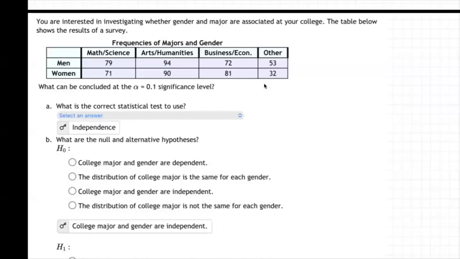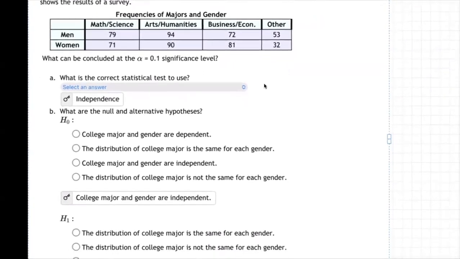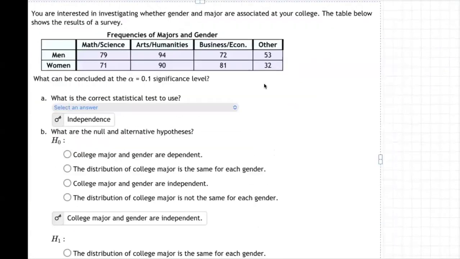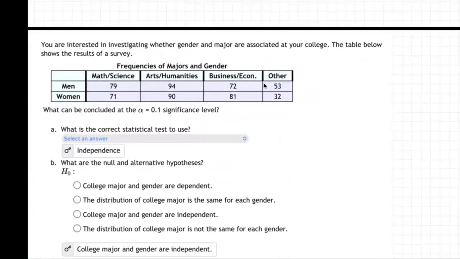Okay, this question says you are interested in investigating whether gender and major are associated at your college. The table below shows the results of a survey. So they did a survey and this is how many men: 79 men were math science majors, 94 men were arts humanities, 72 men were business econ, other 53. And among women, 71 women were math science, 90 were arts humanities, 81 were business, 32 were other.